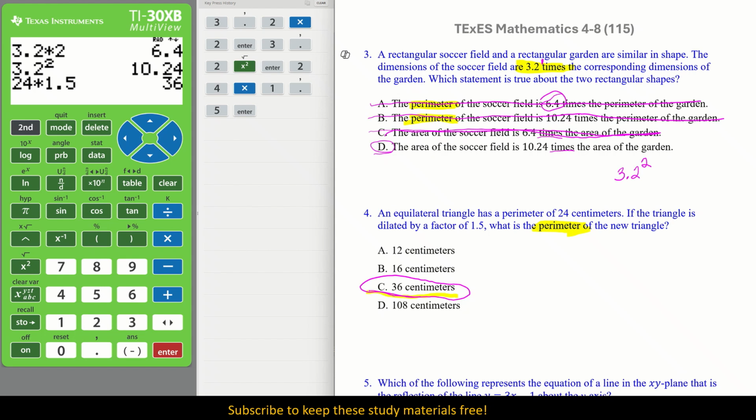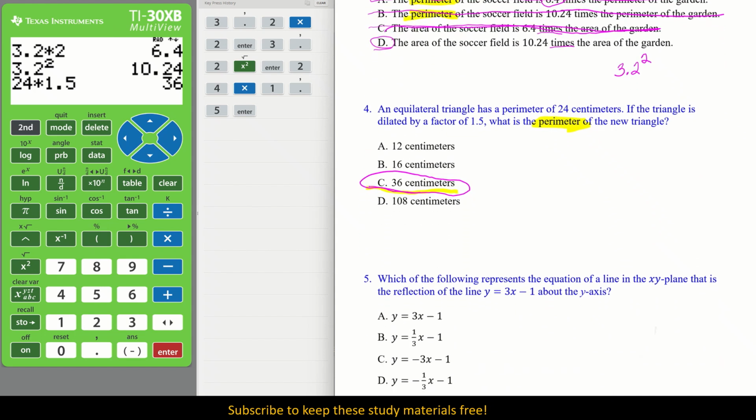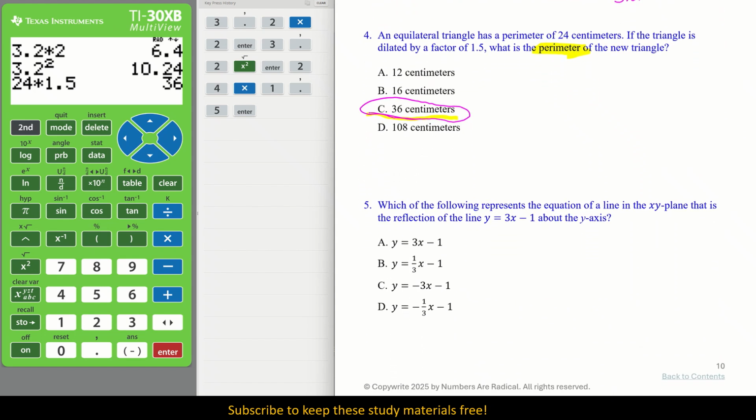Okay, all right, so let's look at number 5. All right, which of the following represents the equation of a line in the xy plane that is the reflection of the line y equals 3x minus 1 about the y-axis? Let me show you what they're doing here. So let me draw it quickly. And remember, my drawing is questionable, so don't expect a thing of perfect beauty.